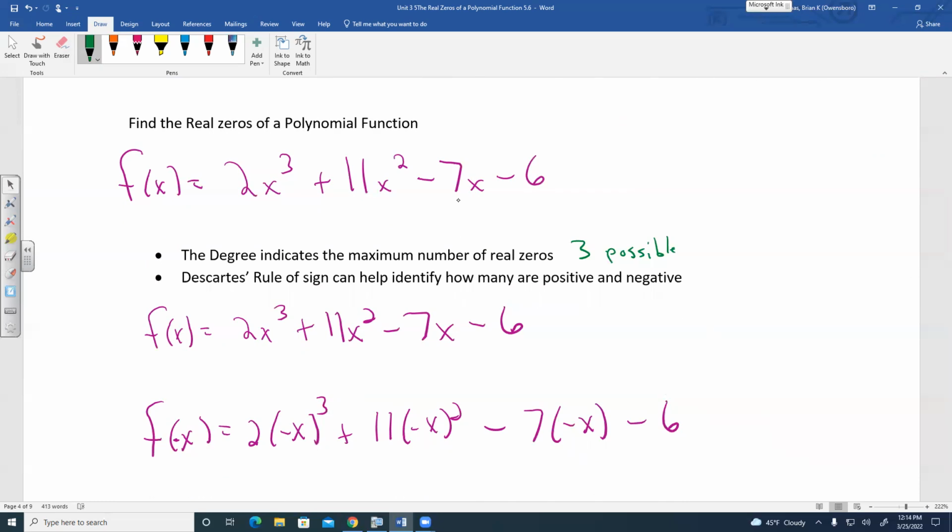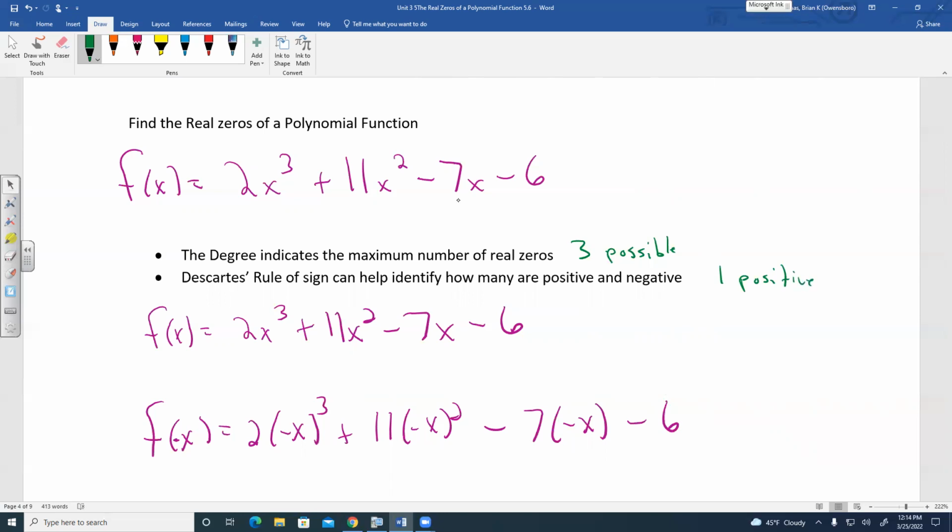Descartes rule of signs helps us identify how many are positive and how many are negative. So if I evaluate f of x, I see that it's positive, positive, negative, negative. So I'm only seeing one sign change. So as far as possible positive, we're seeing one positive is possible.